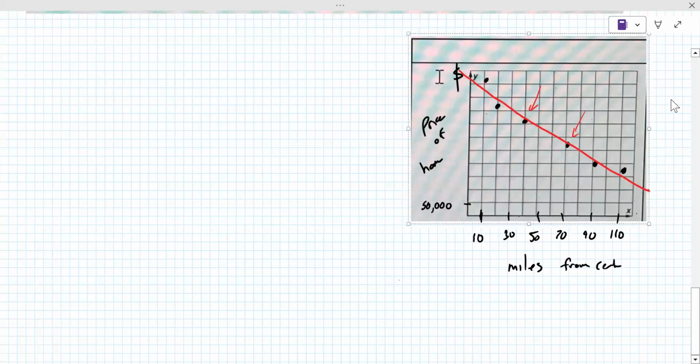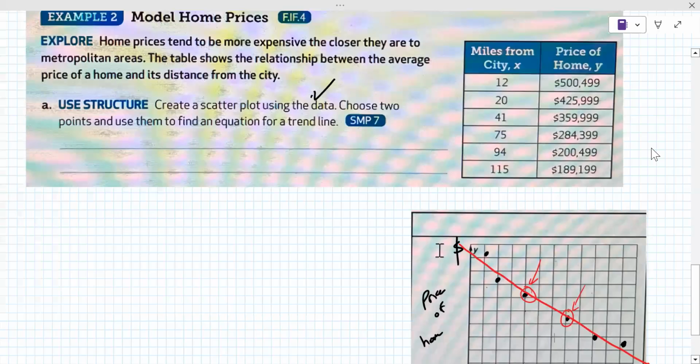It's not like the problems you've been doing in the past where they just say use these 2 points. You have to choose here. So I'm going to suggest we use this point and this point, and we'll go back to the table here. So that's the 41 and the 75 here. Okay. Got it. And then we have to actually find the equation.